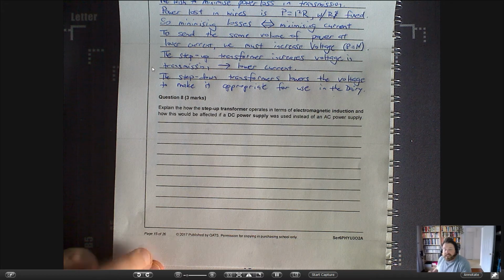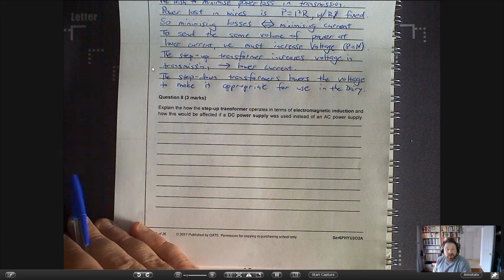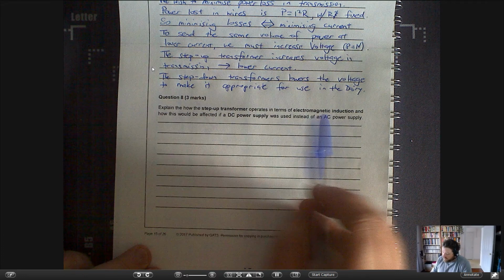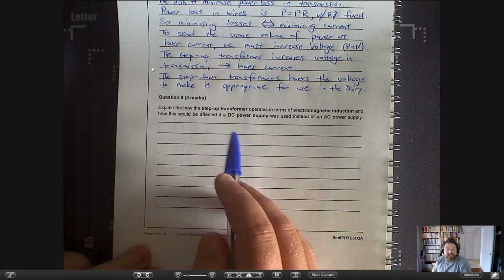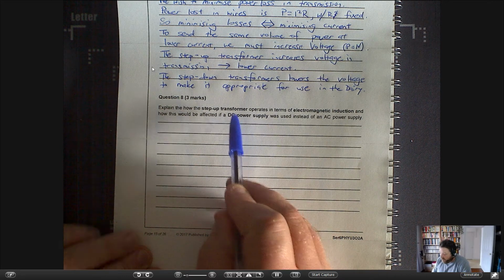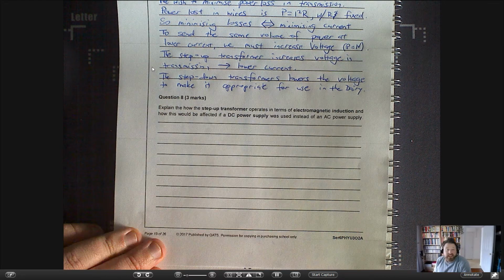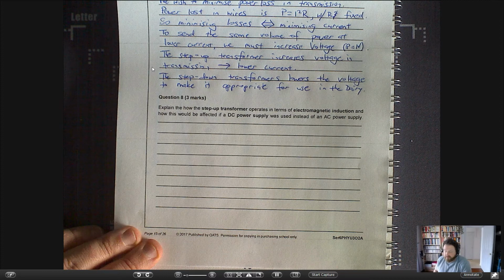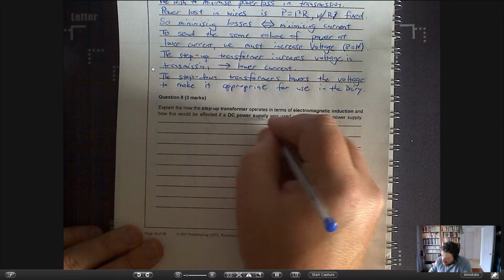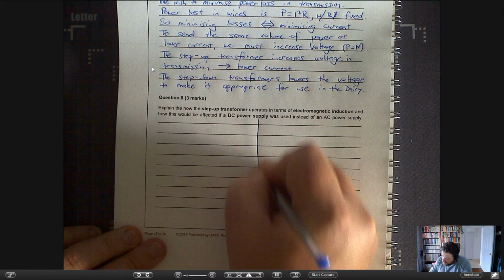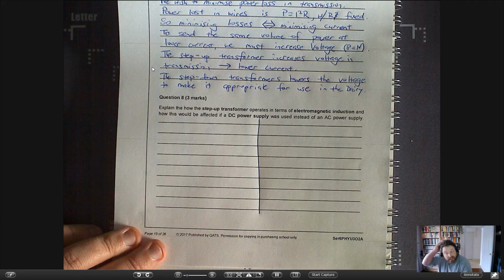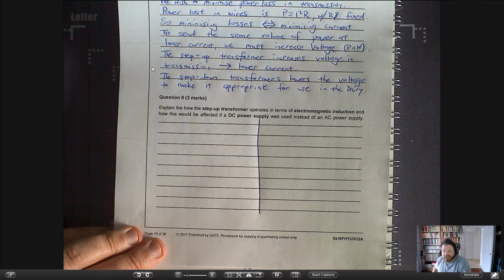So the first thing to know is we've got two questions here, and we're going to be really explicit about answering both of them separately. First, you're being asked, how does a step-up transformer work in terms of EM induction? And secondly, how would it be changed if a DC power supply were used? In an ideal world, our first answer is going to make the second answer nice and trivial, so the second answer can be nice and short.